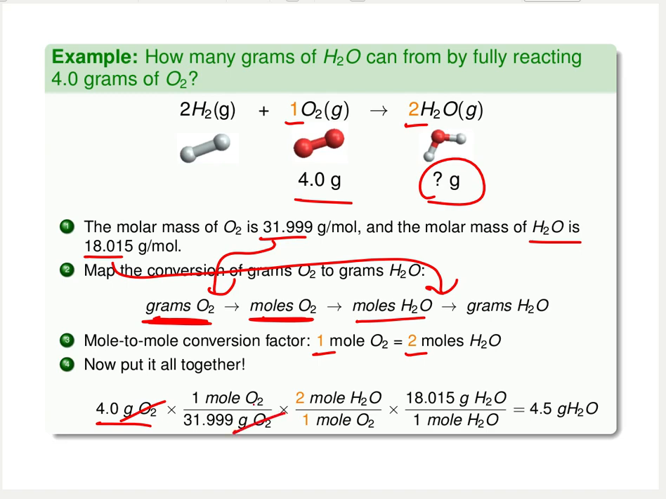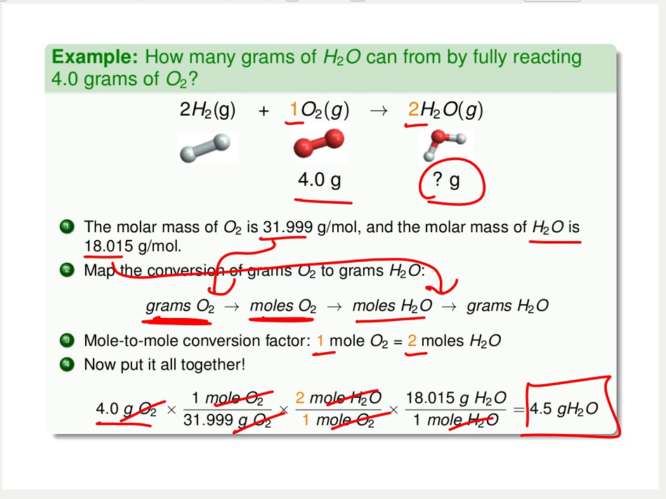Now we're in moles of O2. Now you can multiply by this molar ratio, again making sure that moles of O2 are going to cancel out, so we're left in moles of product, and then multiply now by the molar mass of water so that moles cancels out and we are left with our desired product in units of grams.